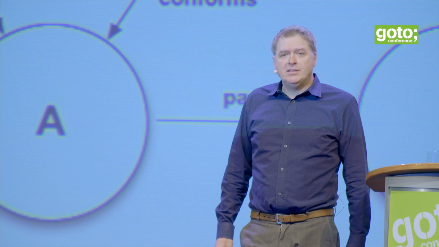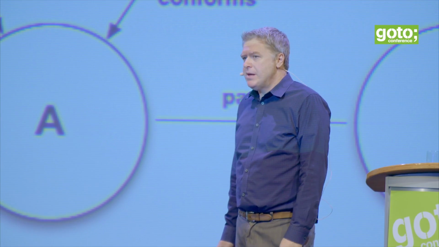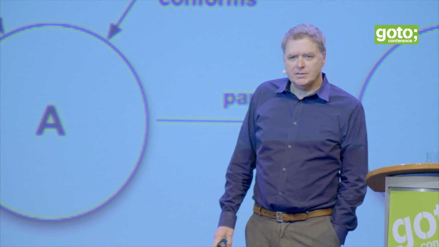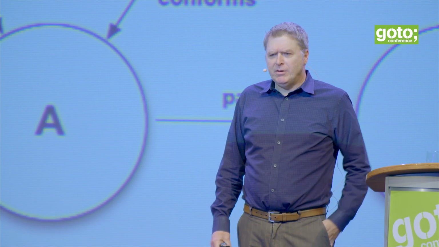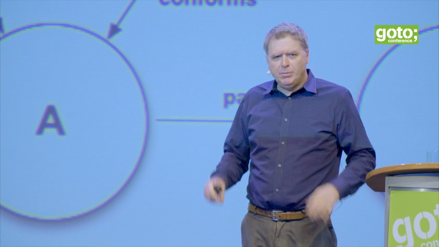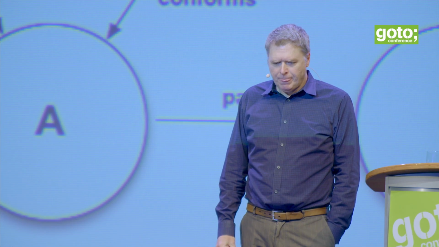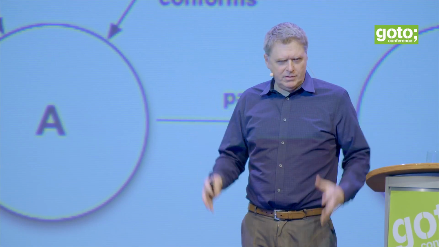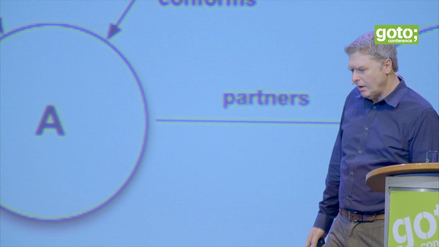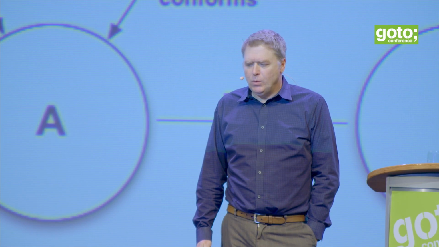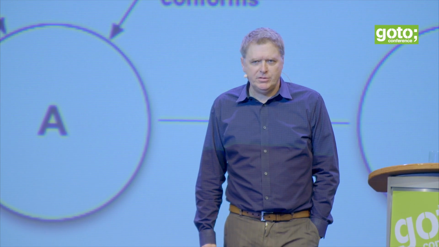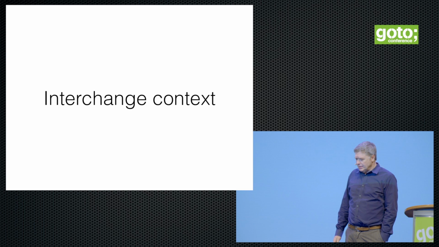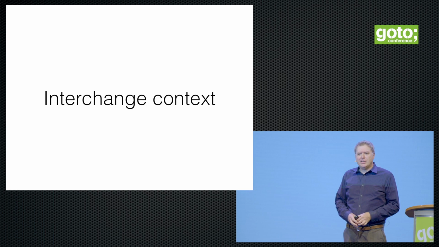Now, one of the things that happens with any kind of "let's break things into smaller things" approach is that you end up with a lot of small things. It gets very hard to see the big picture, and it gets hard to make coherent designs on the larger scale. One of the common things that I see people often do with microservices is what I've dubbed the interchange context.